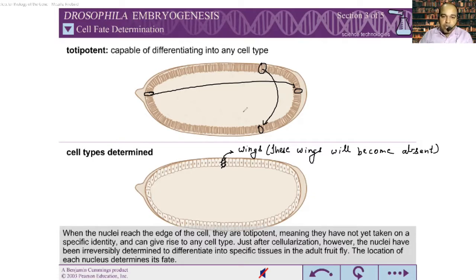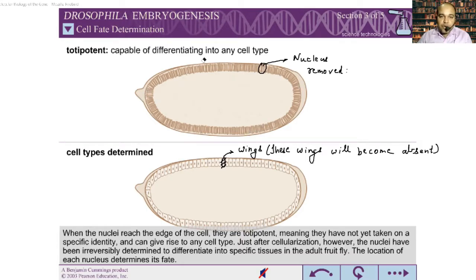Okay, but before that, if the cells that could lead to the differentiation to form wings, if those nuclei are removed, supposedly if this nucleus is removed, then what is going to happen? Nucleus removed, what is going to happen? Write in the chat box, let me see what you think. When the nucleus is removed, then what is going to happen? Okay, so I'm just taking this particular case. The nucleus has been removed, so what would happen?